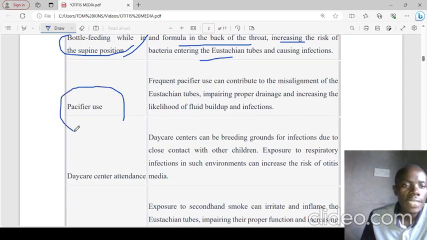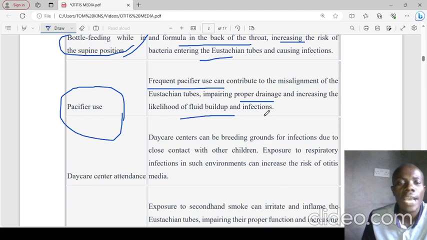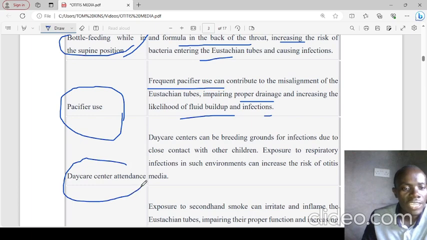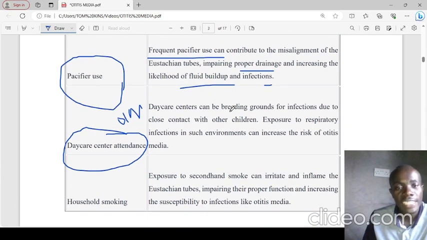Use of pacifiers has also been implicated. Frequent pacifier use can contribute to the misalignment of the eustachian tube, impairing proper drainage and increasing the likelihood of fluid buildup and infection. We also have children who are taken to day centers; those attending are likely to develop otitis media. Why? Daycare centers can be breeding grounds for infections due to close contact with other children. So exposure to respiratory infection in such environments can increase the risk of otitis media.